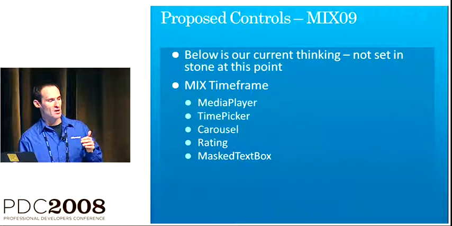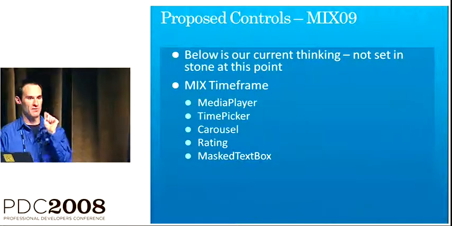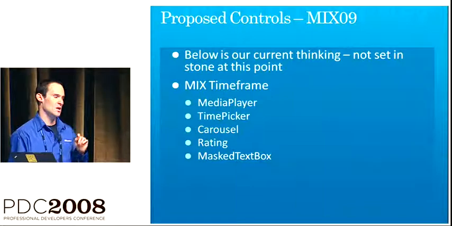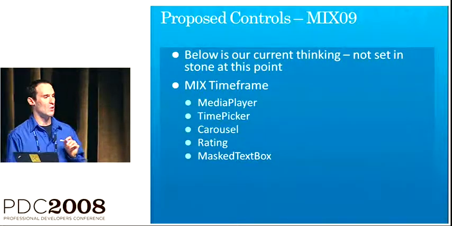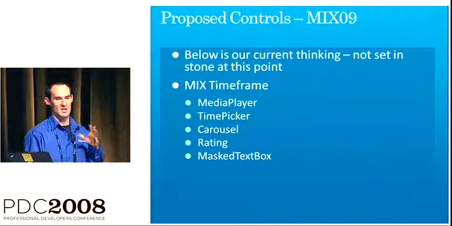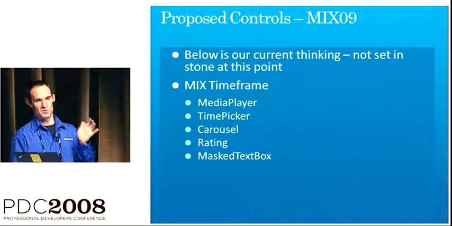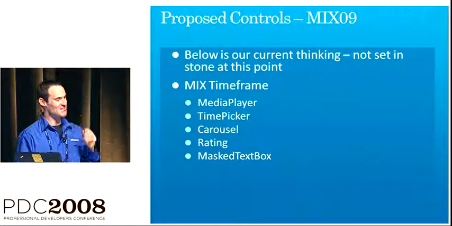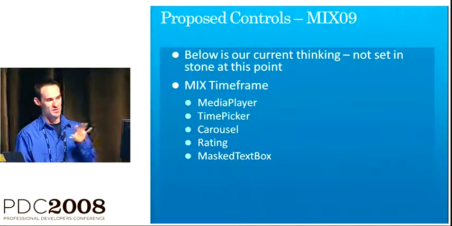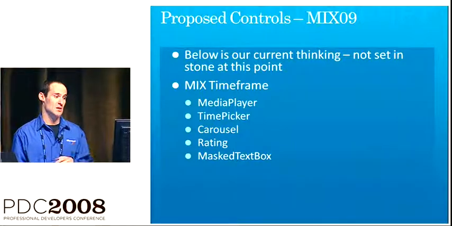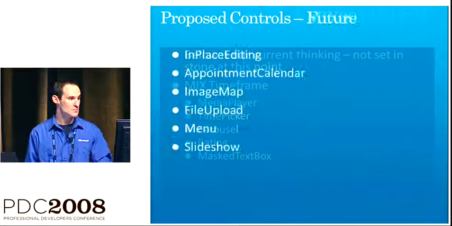But we're looking at a media player control, complete with a template for the play buttons and the pause buttons and stuff like that. We're looking at a time picker control to match with date picker. We're looking at a carousel control, which you've seen this kind of UI on the different music player programs and phones and stuff. A rating control for stars, one to n stars, the different templates that you can use, and then a masked edit text box as well.